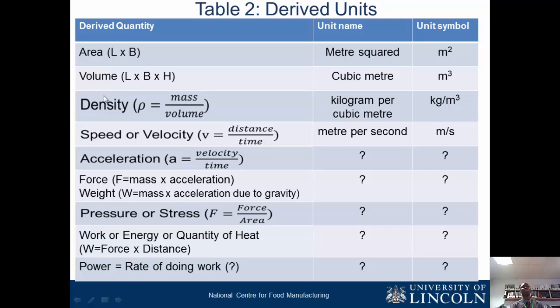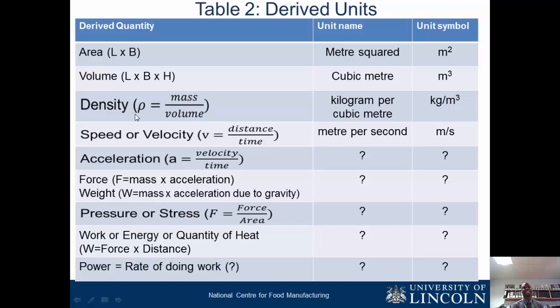Now we know volume is defined as length multiplied by breadth multiplied by height. So length is in meters, breadth is also in meters, and height is also in meters. By multiplying all of them together, we have meter cubed. Now this may look straightforward. Yes, every one of them is very straightforward if you apply the same principle.